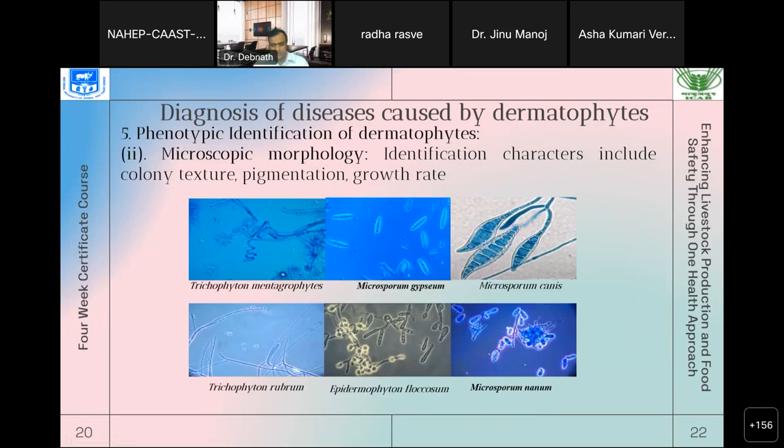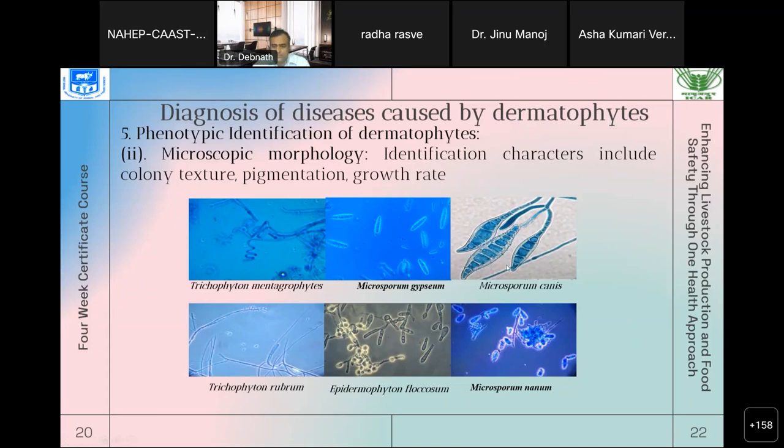Now, this macroscopic morphology many a time is not concrete enough to say that the isolate is of that species. So for further identification, we need to go for microscopic observation. Under the microscope, we generally see these kinds of things. On the right side, you can see these are the macroconidia. They are spindle shaped, but spindle shaped macroconidia are produced by Microsporum canis and also Microsporum gypseum. Then how can we differentiate?